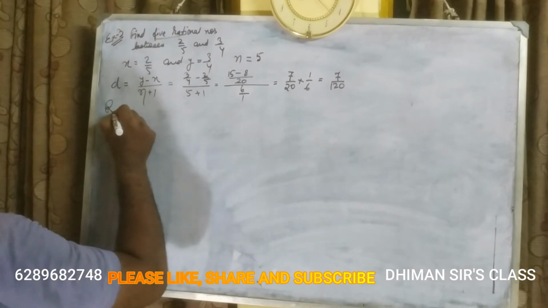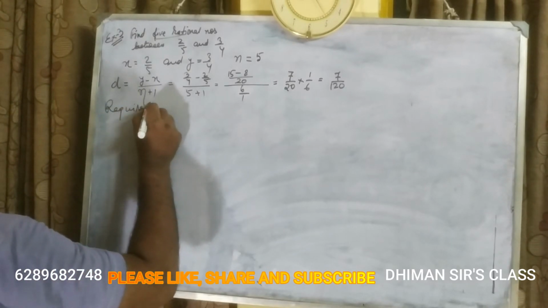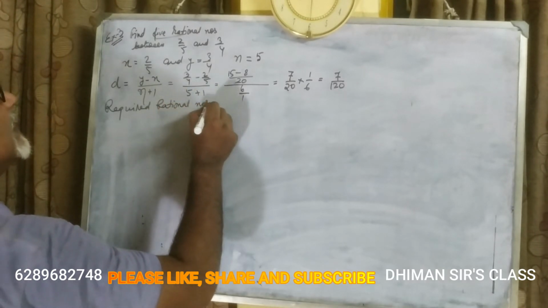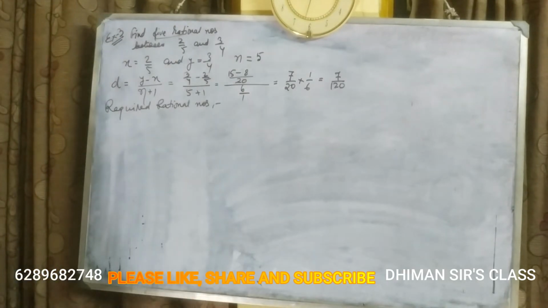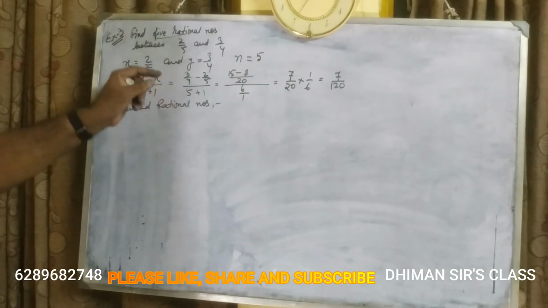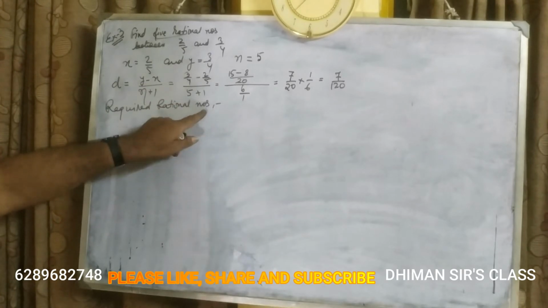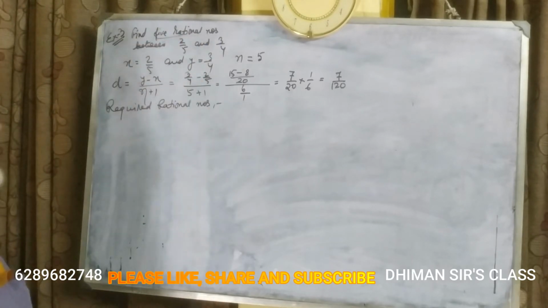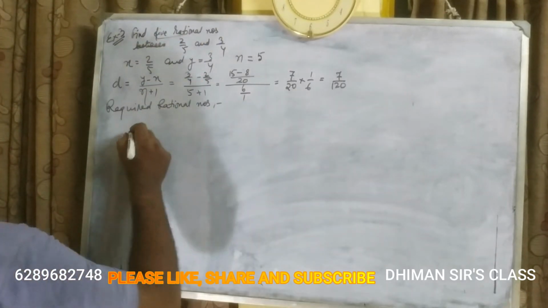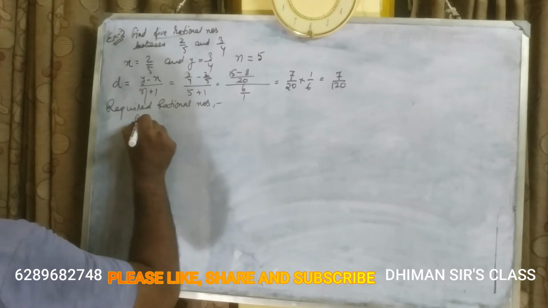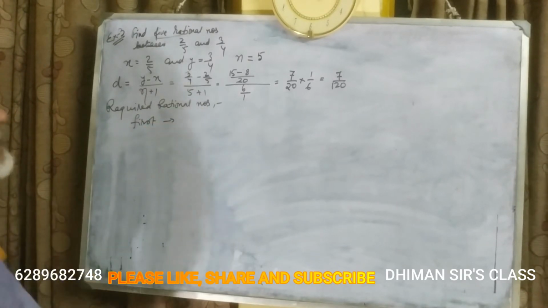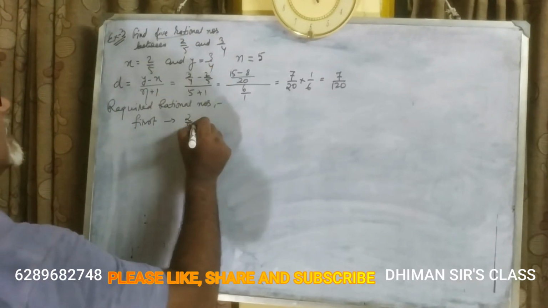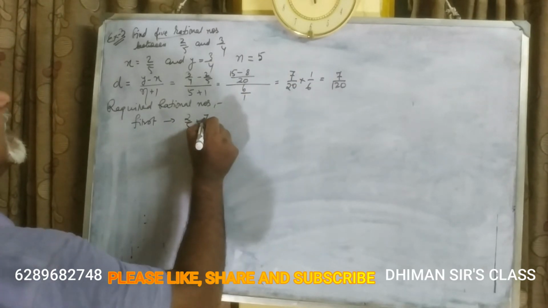Now you will write the required rational numbers. Initially, in the first 2 examples we saw, only one rational number was to be found, so we wrote only one rational number. Now we write the required rational numbers, because 5 rational numbers we are asked to find. So the first rational number, what you will do, simply add up 2 by 5, x, plus the difference, 7 by 120.